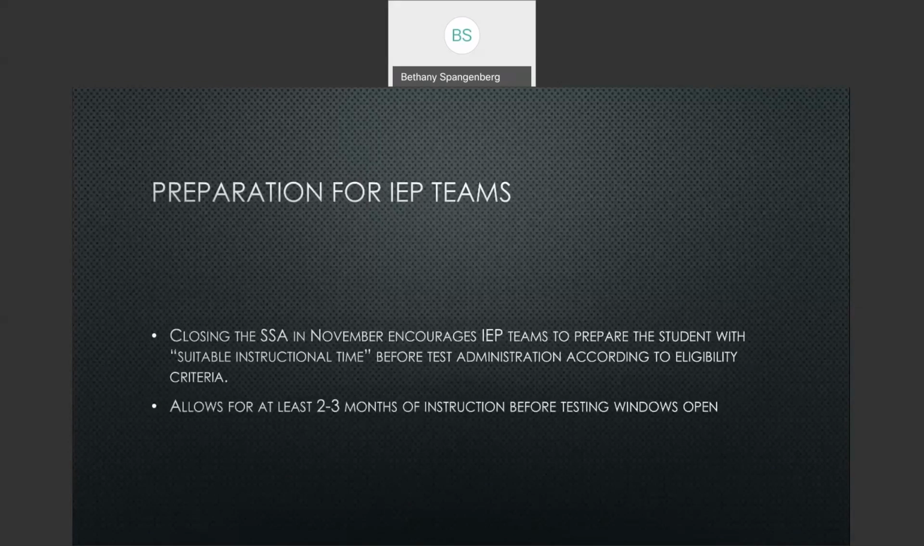Closing the Student Selector application in November encourages IEP teams to prepare students for alternate assessment by providing suitable instructional time before test administration according to eligibility criteria. This allows for at least 2 to 3 months of instruction before testing windows open. For more information on determining eligibility, please view the eligibility determination webinar posted on the website.